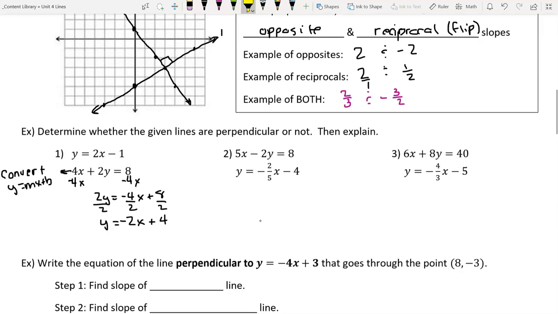So these are the two that I'm comparing now, that one and this one. Are they perpendicular? Are they opposite and flips? Right here, we have a 2 and a -2. They are opposite, one positive and one negative, but they are not reciprocal. So this is a no, not reciprocal. I just keep spelling that word wrong. Let's just erase that. Sorry.